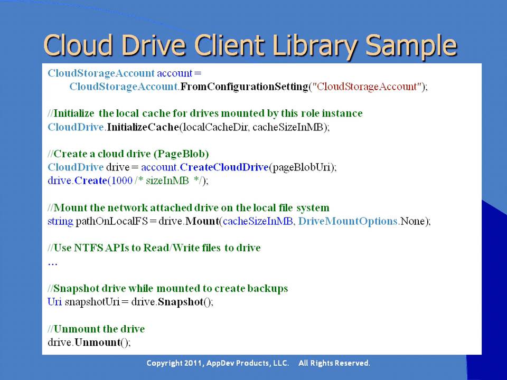And here's an example on how you would work with the Windows Azure Cloud Drive. The first line of code creates an instance of our cloud storage account. We then use the Cloud Drive class to initialize the local cache for drives that are mounted to this role instance. We then create the specific cloud drive and specify the size in megabytes. We then mount that drive as a network-attached drive on the local file system. We can then read and write to that drive. We can then snapshot that drive. If we need to, we can unmount that drive.